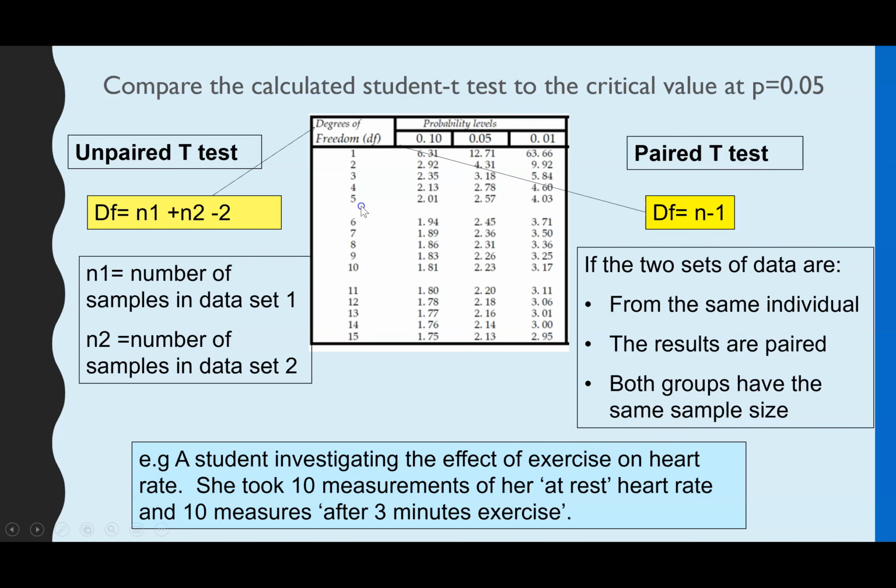So once you then know your degrees of freedom, you would read across. So let's imagine we had 5 degrees of freedom. You would then read across and we compare to the p-value of 0.05, or in this table they've called it probability value. So 0.05, and you'd have to see, does your calculated value exceed or meet that threshold critical value?